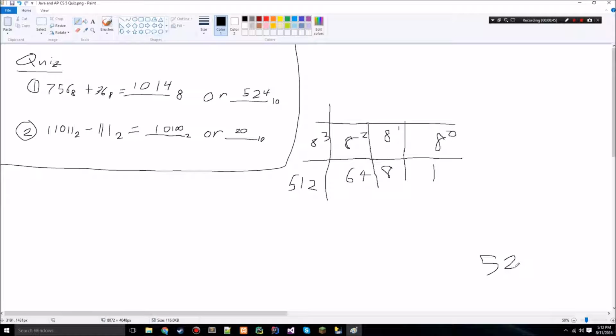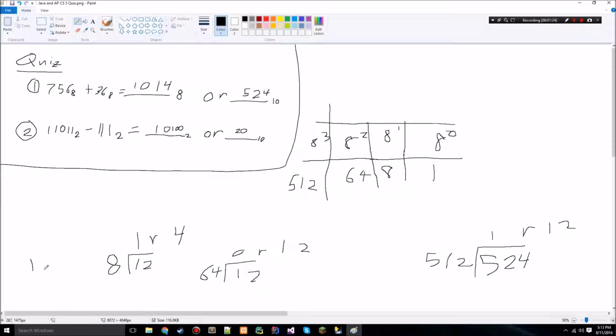So let's go ahead and put down 524. Go ahead and divide it by 512. That gives us 1, remainder 12. Yep, 512 plus 12, 524. Alright, so now we have that 12 divided by 64 gives us 0, remainder 12. Go ahead and divide by 8 now. 12 divided by 8 gives us 1, remainder 4. Divide by 1. 4 divided by 1 gives us 4, remainder 0.